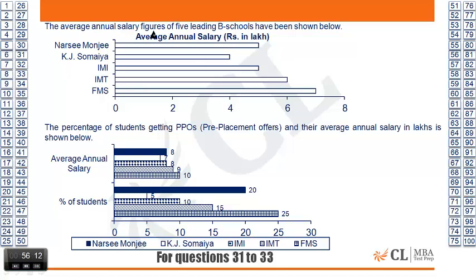Control P. Okay, average annual salary of this thing is given. FMS, if you want to do an MBA, now we know where to go. The average percentage of students getting PPOs, pre-placement offers, and their average salary in lakhs is given. This is students who got PPO on average. Let's take FMS to understand. 7 lakh is their salary. 25% of the students got PPO, and their salary is 10 lakhs. FMS, very good. You're taking CAT, no? FMS takes the score of CAT.